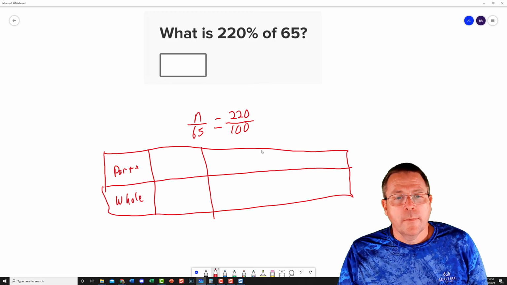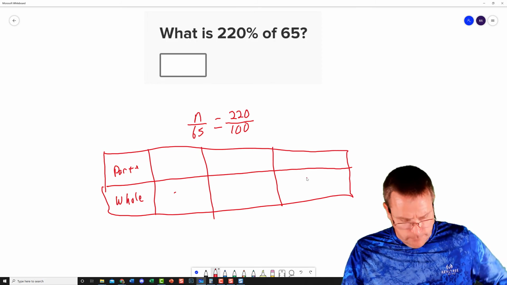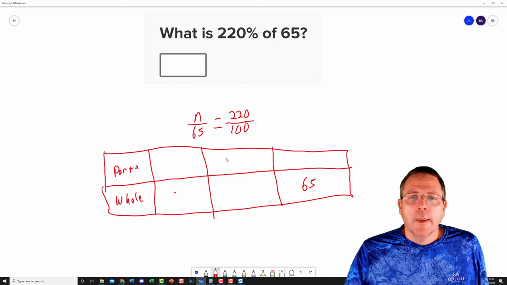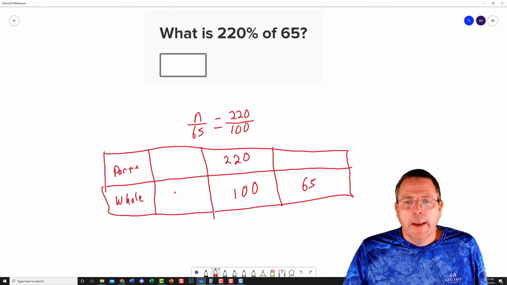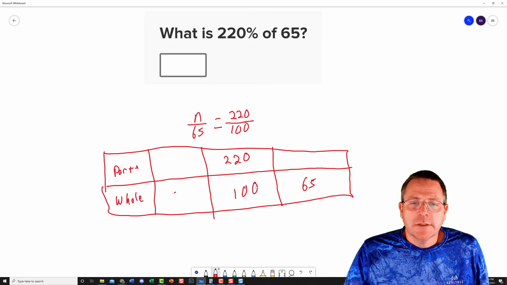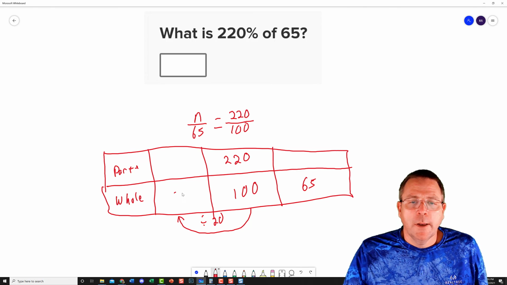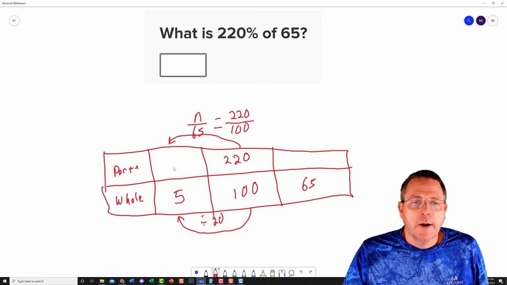From here, I'm going to have three groups. One group is going to say that I've got to get to 65. I know that I have 220 is going to be my part compared to the 100 is going to be my whole. And now I'm going to divide this down into something that I can multiply to get to 65. My answer is going to be to divide the top and bottom by 20. 100 divided by 20 is going to be 5. 220 divided by 20, well, that is going to be 11.